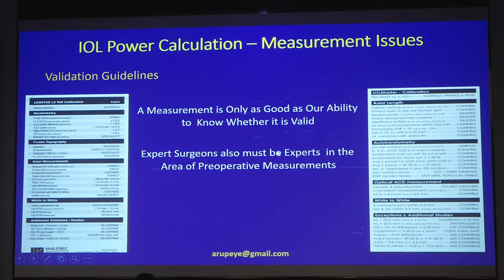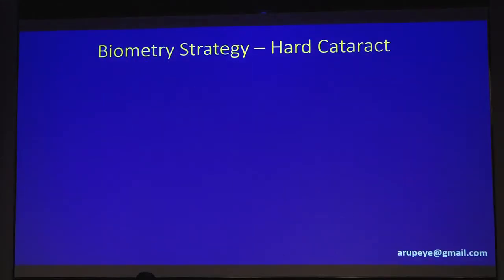And using an optical biometer is not a guarantee to success. It is not some kind of a magic wand that you're going to get accurate values. So you have to validate the findings, all the variables, axial length, keratometry, etc. There is a list available provided by the supplier, so that whenever you get a very inaccurate reading, that has to be deleted till you satisfy the validation criteria.